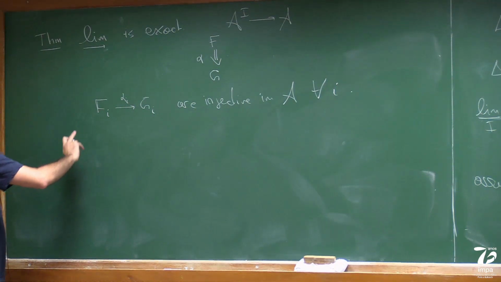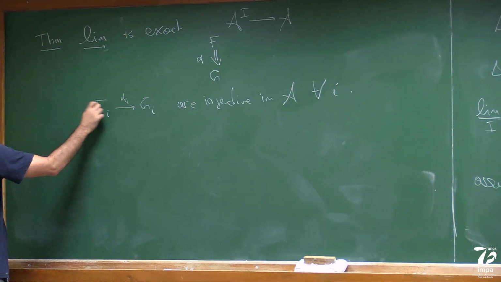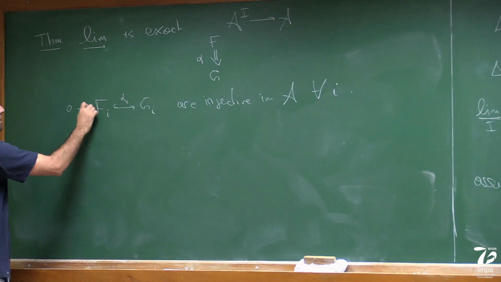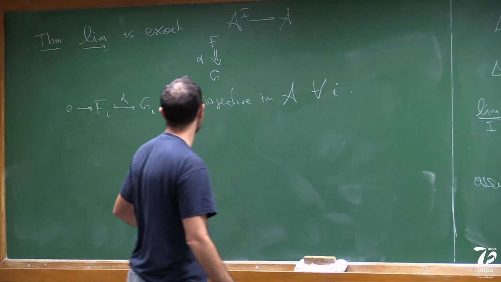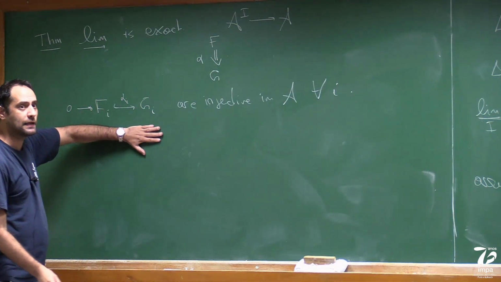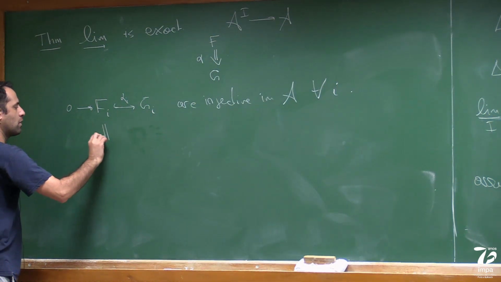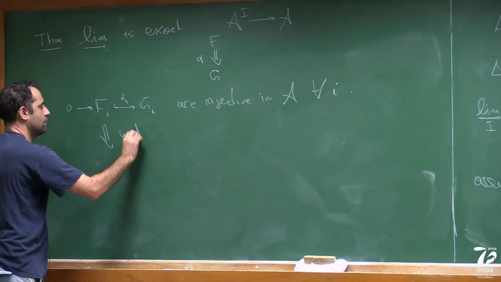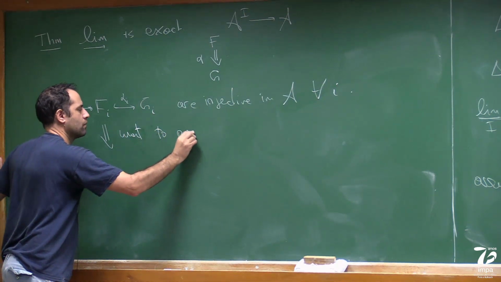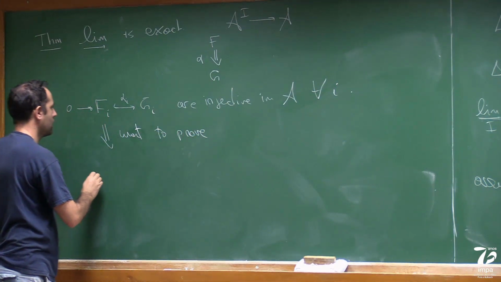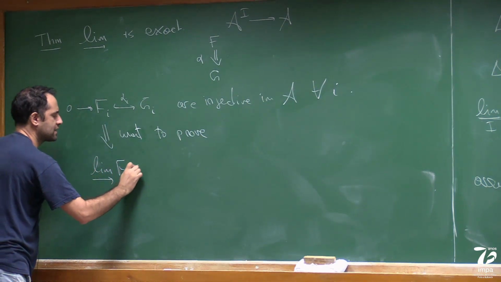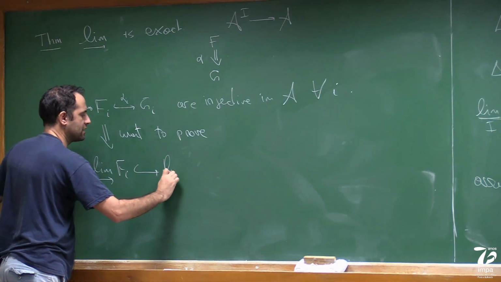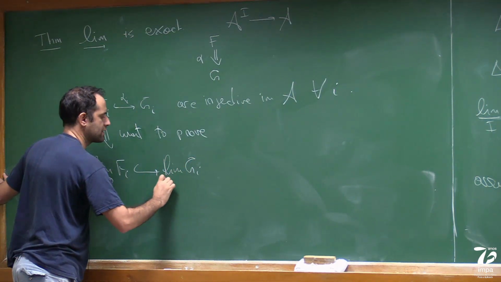So that's the data of having an injection. Okay, this is an injection. My A is my abelian category. So what I want to check is that, if I am given this data, I want to prove that the colimit of the F_i's injects into the colimit of the G_i's.